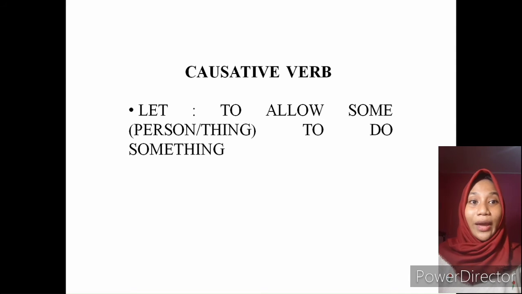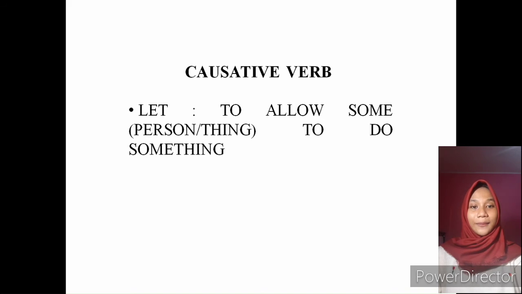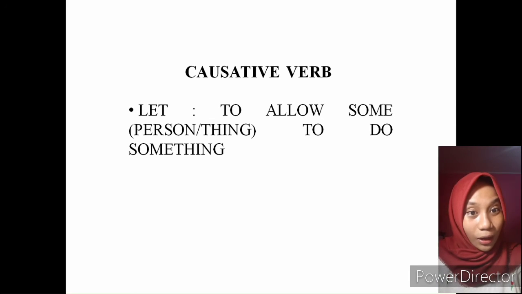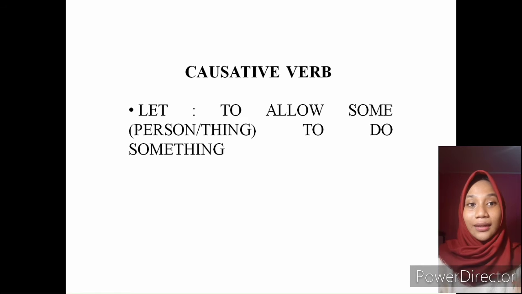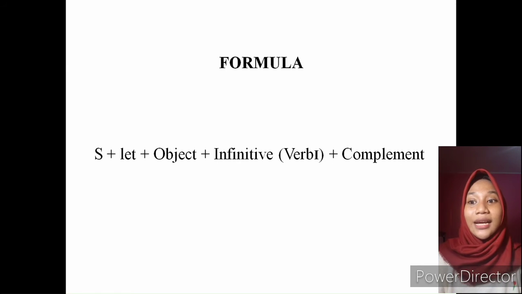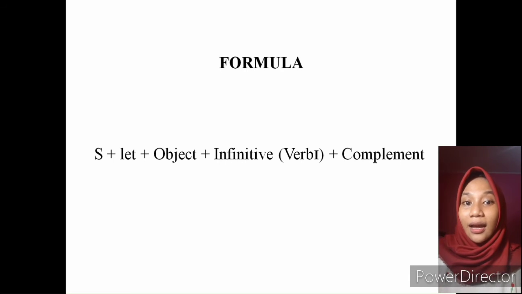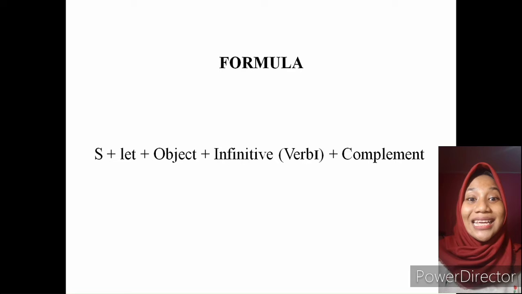In this point, I would like to explain about the use of let. First of all, we have to know what's the use of let. We use let to allow some person or thing to do something. Okay, because we already understand what's the definition, let's move to the formula of let. The formula here is subject plus let plus object plus infinitive, means zero infinitive, verb 1, of course, plus complement.